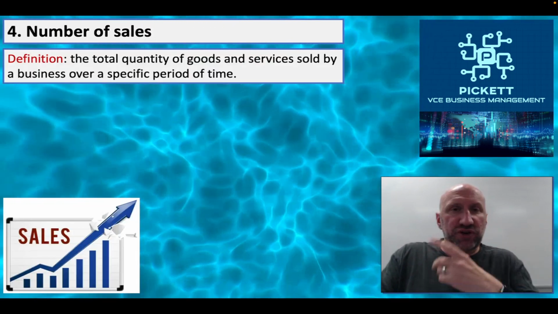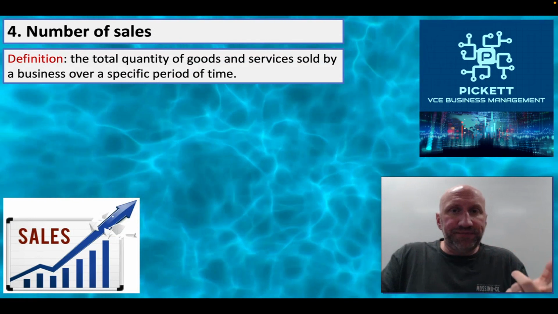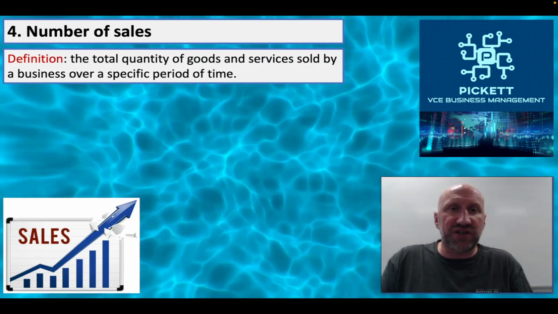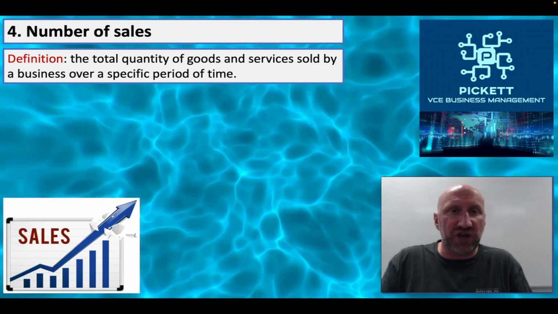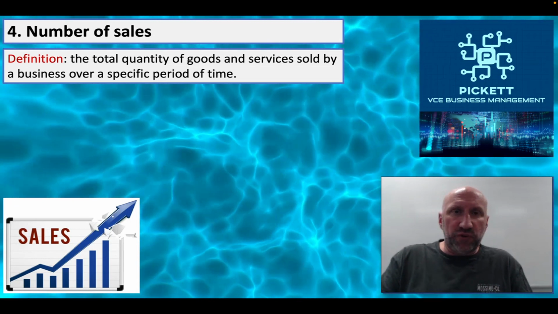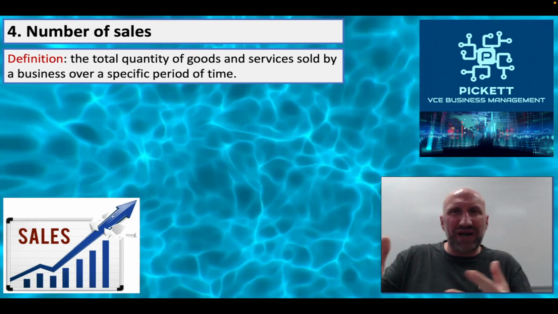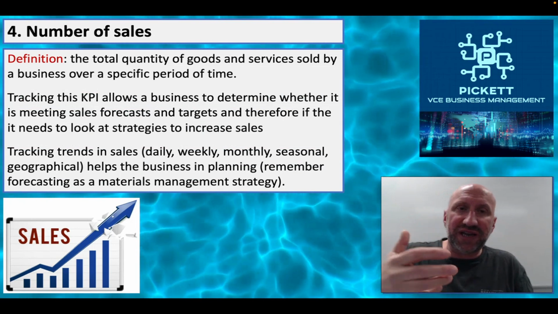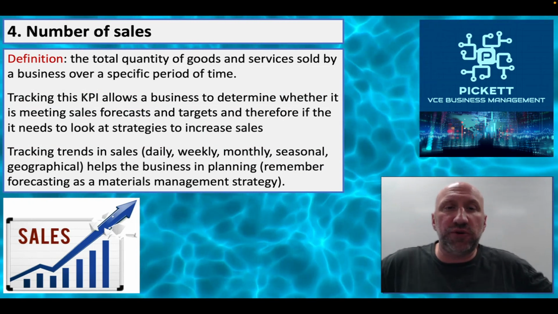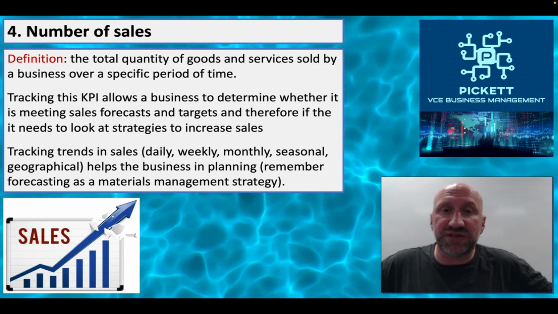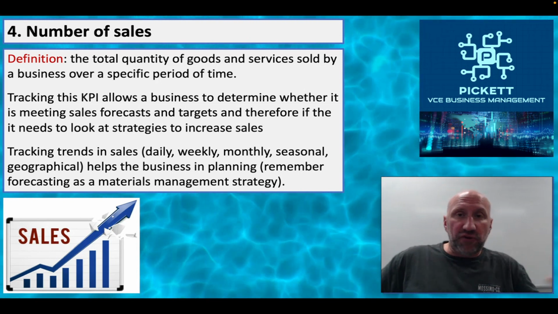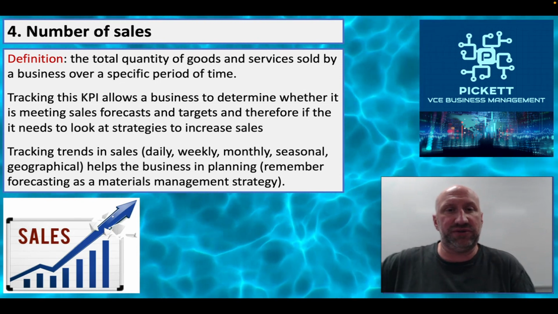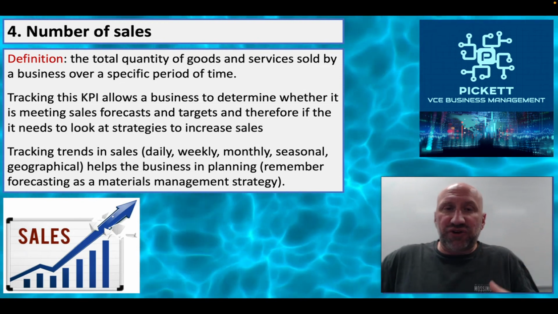Number of sales, pretty straightforward, easy one. Number of sales, there's your definition: total quantity of goods and services sold by a business over a specific period of time. Pretty straightforward, but again, it's so simple, make sure you are actually able to put that into words. Now, tracking that KPI allows a business to determine whether it's meeting its sales forecasts and targets. And therefore, again, thinking about it in the context of change, do we need to change our strategies to increase sales?